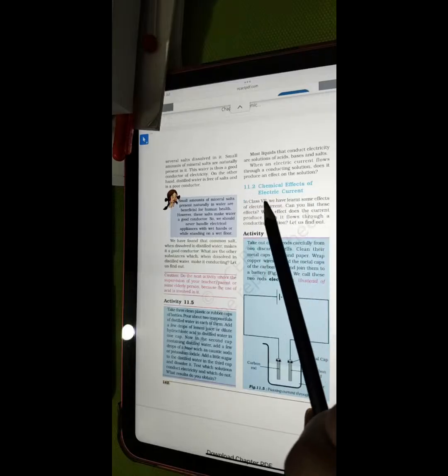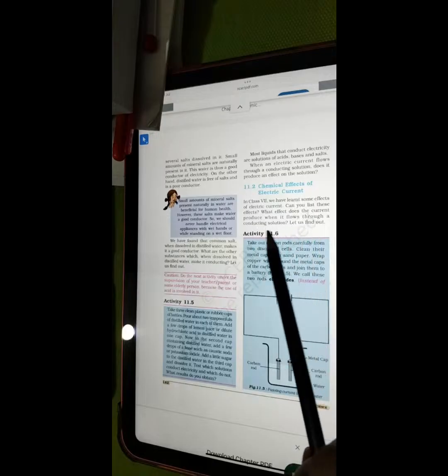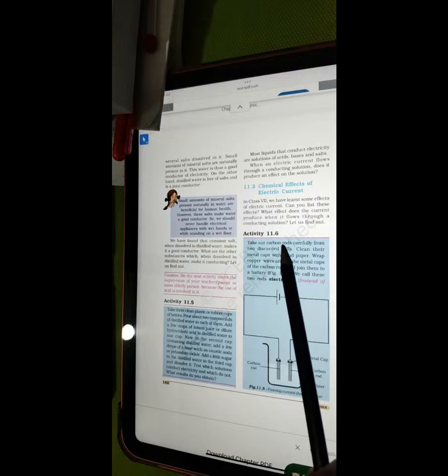11.2 Chemical effects of electric current. In class 7, we have learned some effects of electric current. Can you list these effects? What effect does the current produce when it flows through a conducting solution? Let us find out. Activity 11.6.